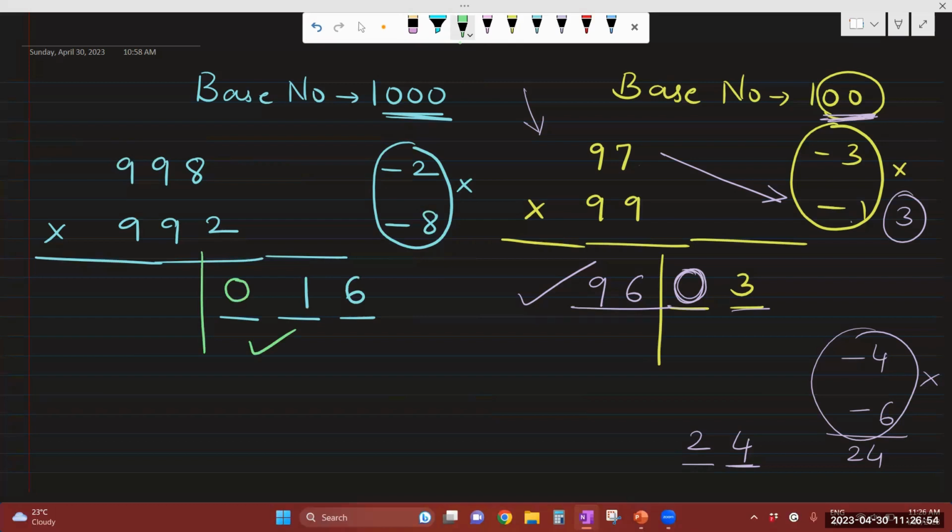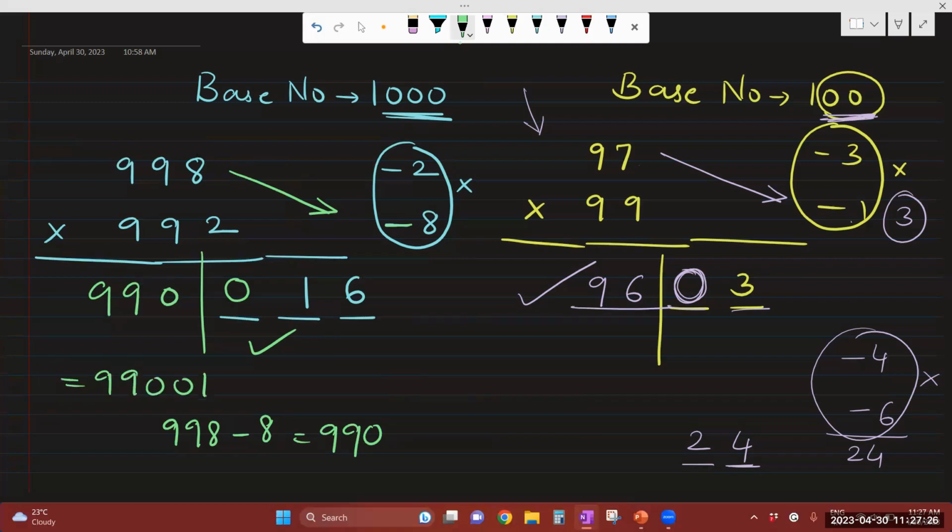Now the last step, which is the easiest one, what you are going to do? Crosswise operation means what? See, when you write down your minus sign, you have to subtract 998 minus 8. See, I've written minus 8, right? So 998 minus 8 gives you 990. That's it. So this 990, I will be writing it over here. Your answer is ready. So the final answer is what? 990016. This is your final answer.